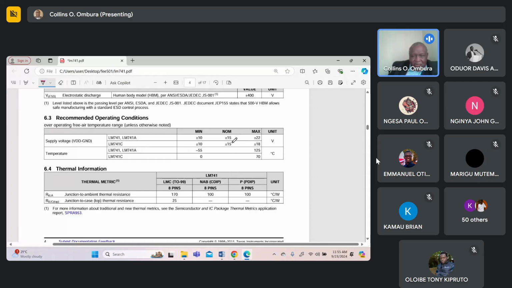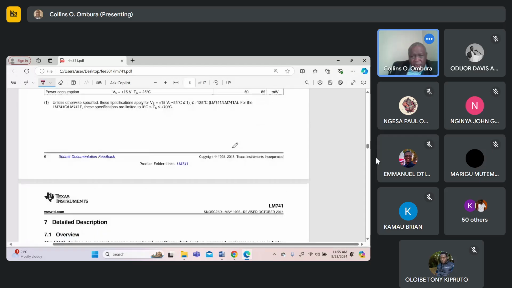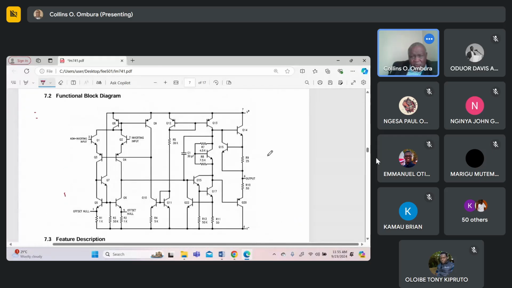Normal voltage, let's use the normal voltage. Plus minus 15. So we put plus 15 volts here, minus 15 volts here. So let's check the biasing of the circuit to find the currents passing through our system.